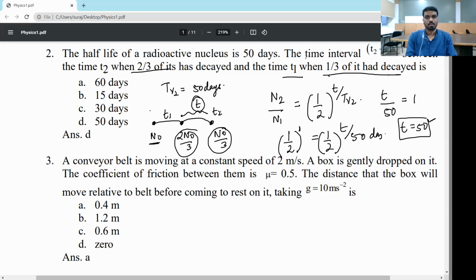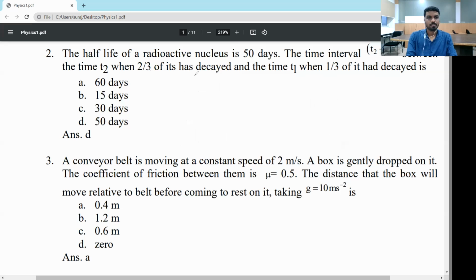Fine. Next, coming to question number 3. What is given here? The conveyor belt is moving at a constant speed of 2 meters per second. A box is gently dropped on it. The coefficient of friction between them is 0.5. Find the distance that the box will move relative to the belt before coming to rest on it. g equal to 10 meters per second squared.